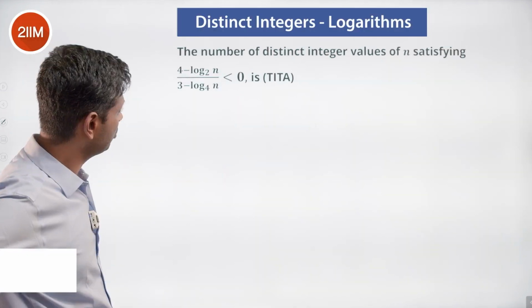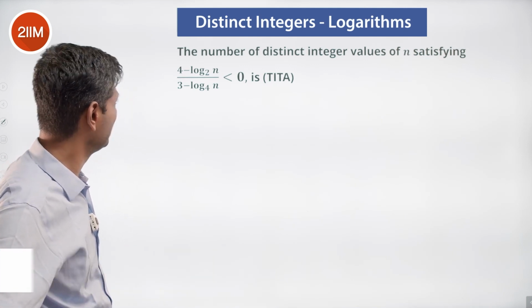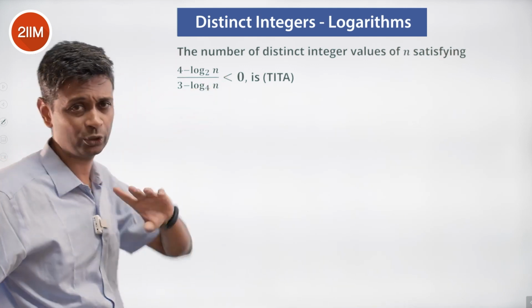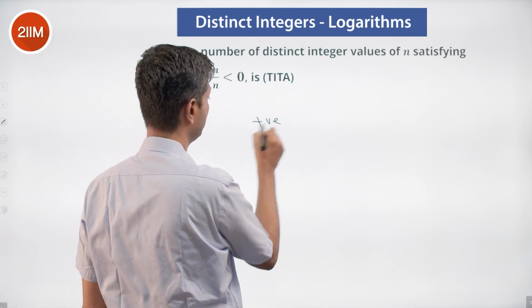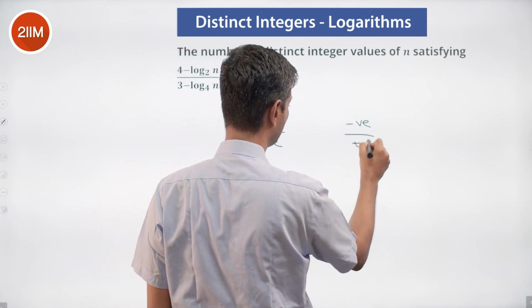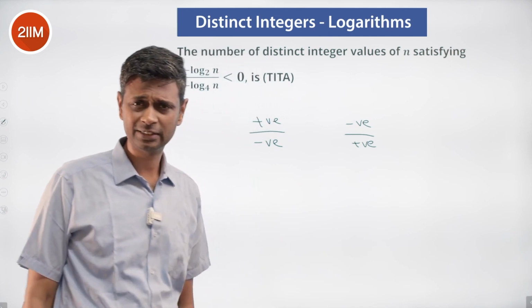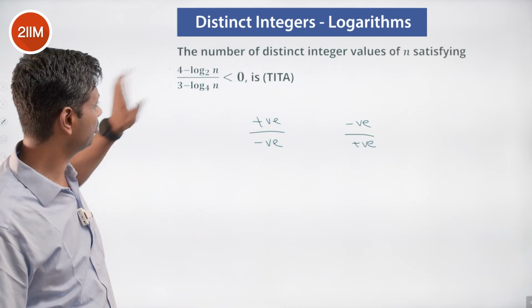Beautiful question. The number of distinct integer values of n satisfying this is... And so this by this should be less than 0. Right? That means we could have a scenario where it is positive by negative or negative by positive. Nice. So what am I going to do? I'm going to think about when does this become positive and negative? When does this become positive and negative?